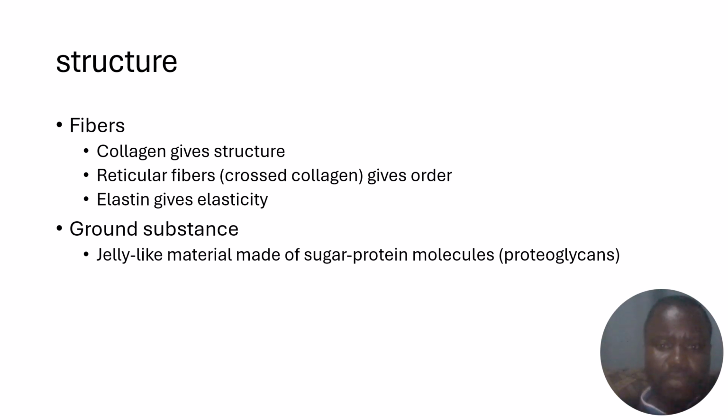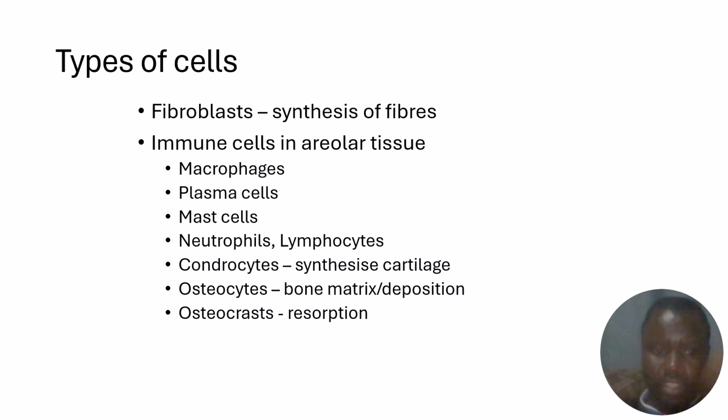Then the ground substance is basically the fluid part, which is a matrix, and it's jelly-like because there are suspended components in there. It is made up of sugar protein complexes, which are called proteoglycans. And you're going to learn in pharmacology that there are particular products that we give to improve the connective tissue, like proteoglycan containing substances or medications.